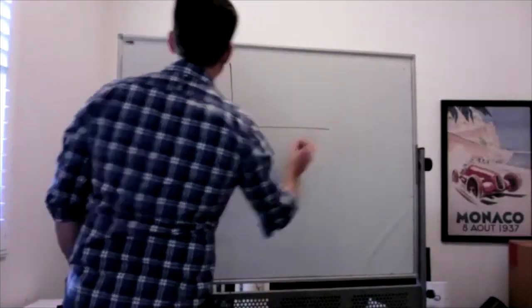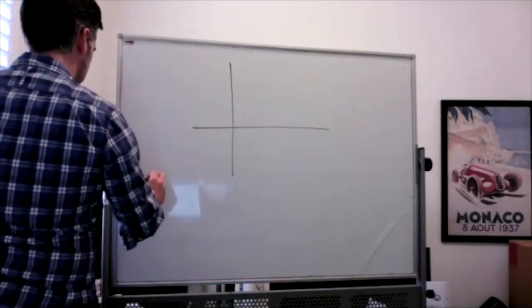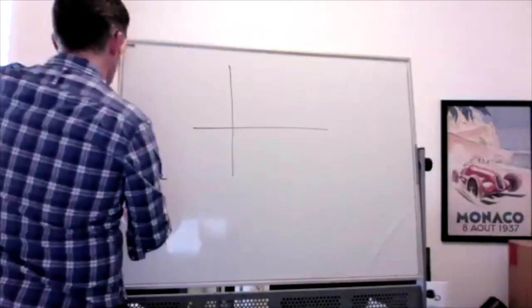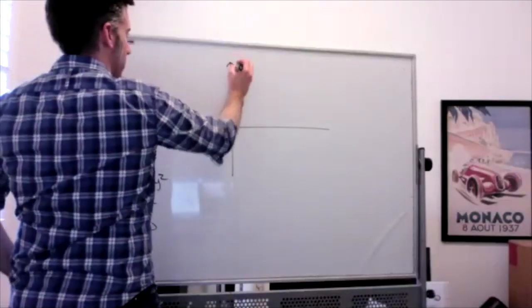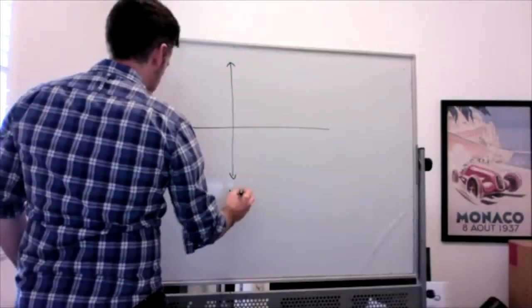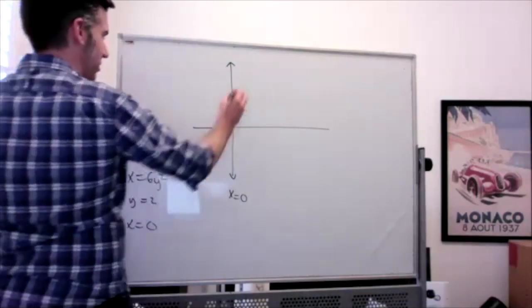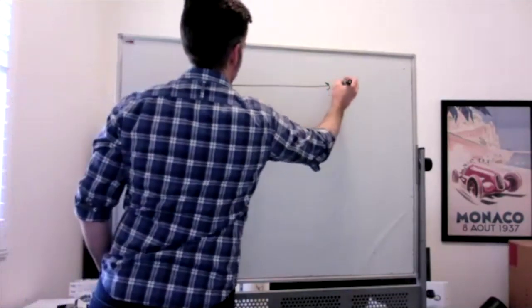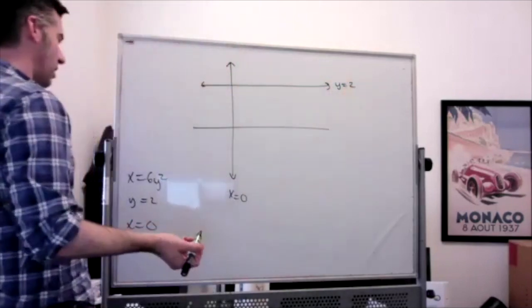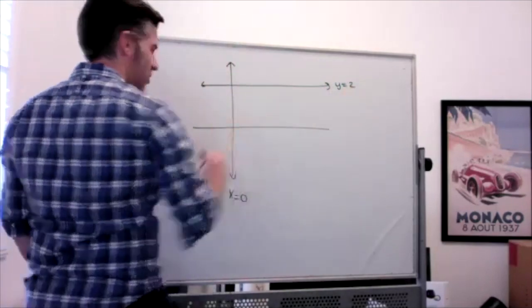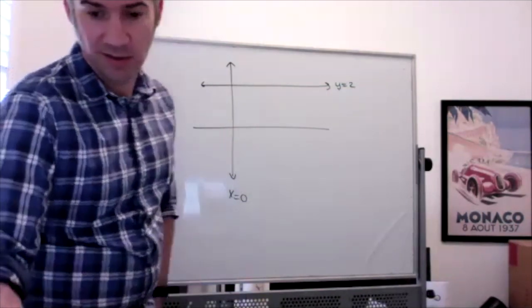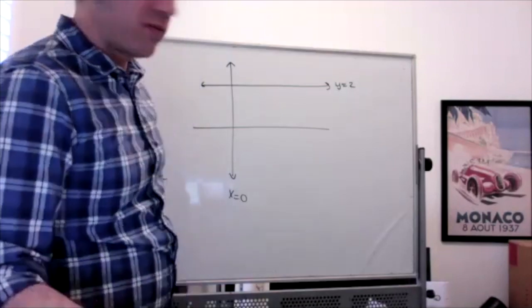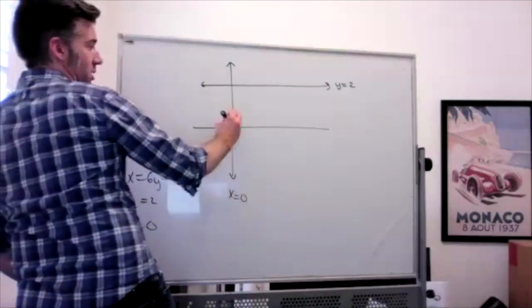So first and foremost, we've got x equal to 6y squared. We've got y equal to 2, x equal to 0. Okay, so x equal to 0 is just the vertical line here. y equal to 2 is this horizontal line. And x equal to 6y squared is going to be, well, what does that look like? A sideways parabola. Right, specifically rightward opening. So it's going to look kind of like this.